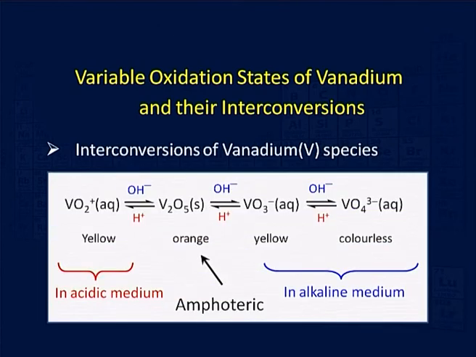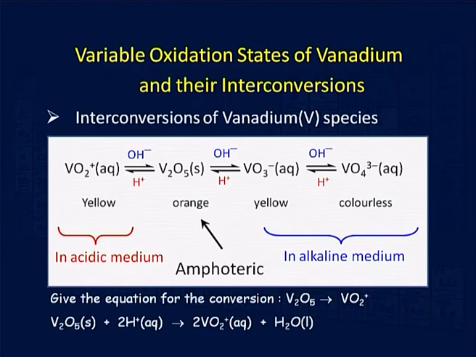Now, as I said, the interconversion can be achieved in qualitative analysis based on the pH of the medium. In the acidic medium, vanadium has a yellow color, while in amphoteric medium we have an orange color. However, in basic pH, vanadium can exist as yellow as well as colorless compounds. This interconversion depends not only on the pH, but also changes with the medium.